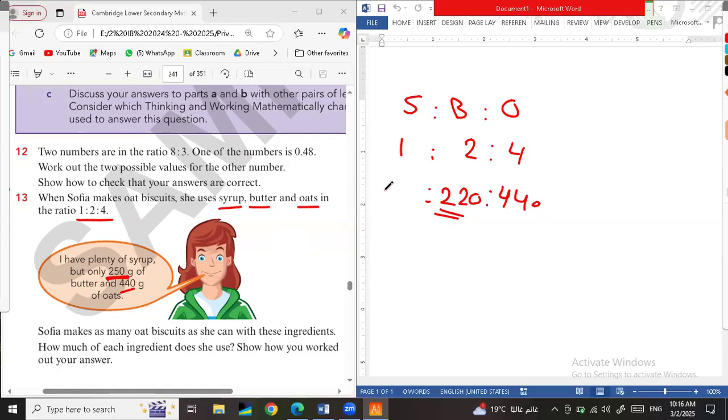Then what about the syrup? Syrup is going to be half of the butter, which is going to be 110. And now I know how much she needs of each ingredient.